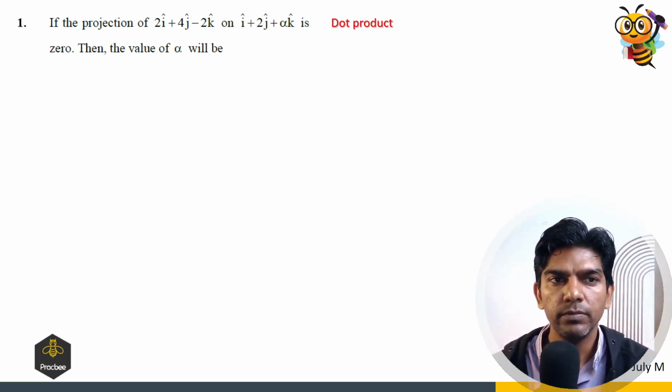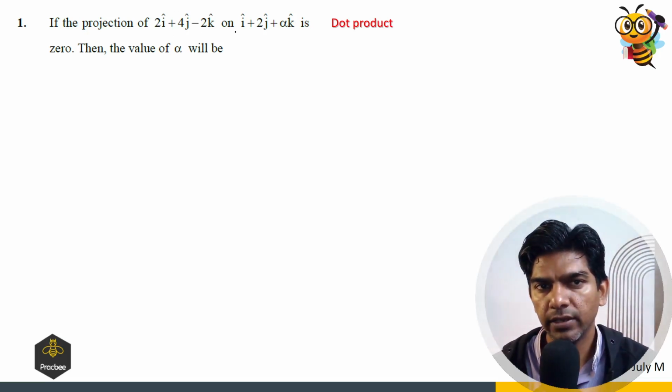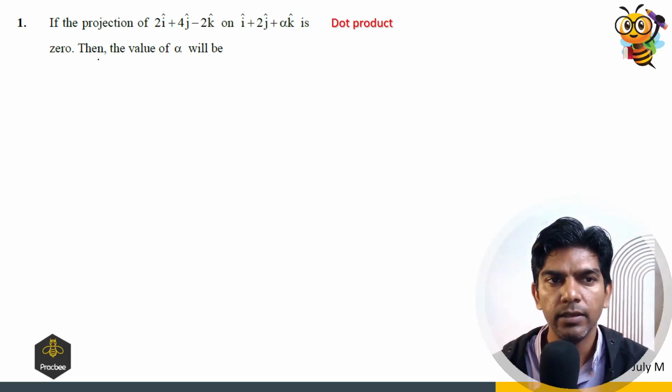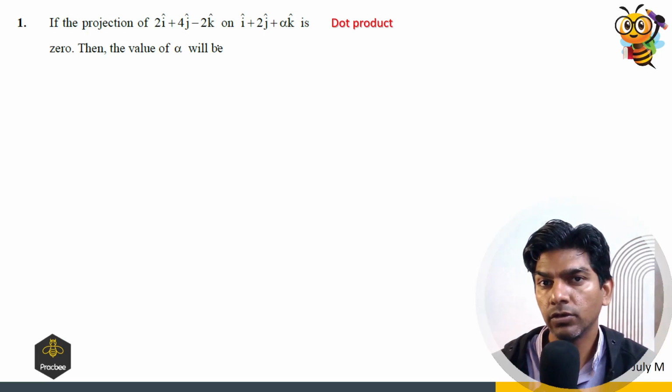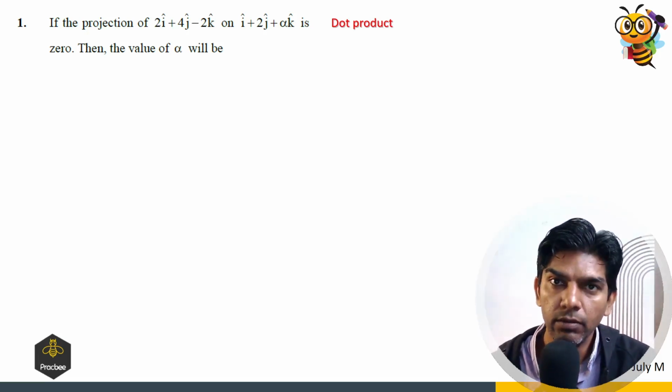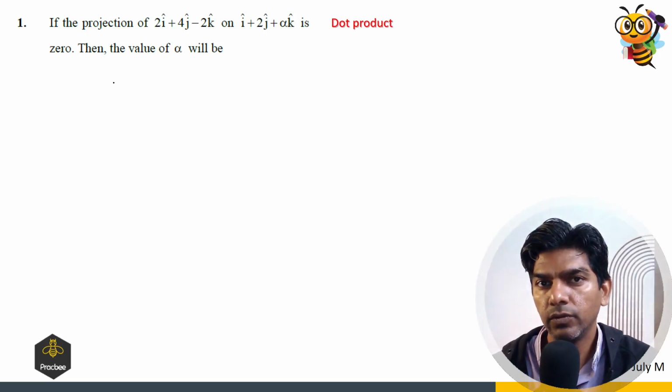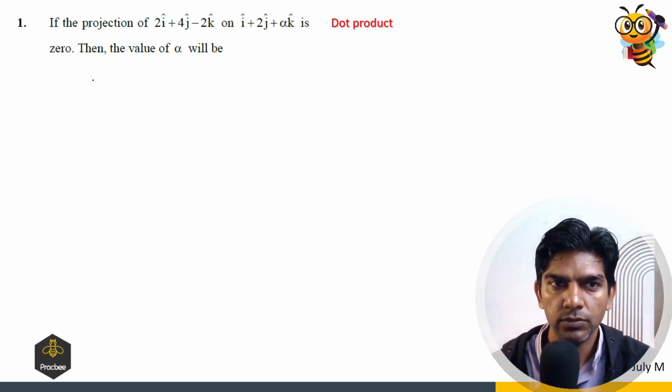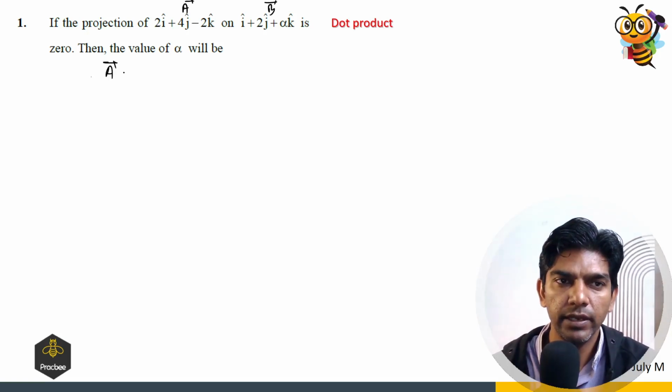Now let us see this question. If the projection of 2i cap plus 4j cap minus 2k cap on i cap plus 2j cap plus alpha k cap is 0, then the value of alpha will be? If the projection of a vector on another vector is 0, then we can say the two vectors are perpendicular to each other. When two vectors are perpendicular, their dot product is 0. So if this vector is A, this vector is B, then we can say A dot B should be 0.